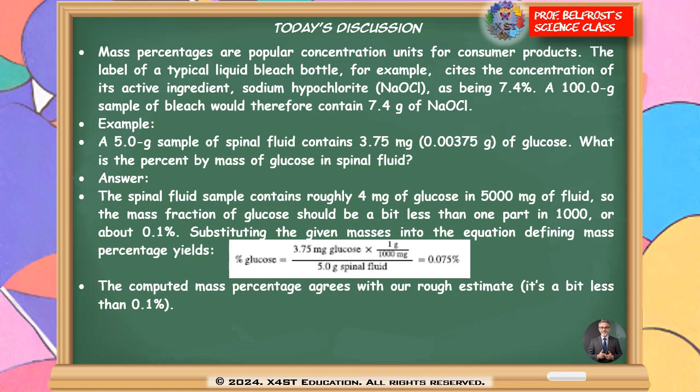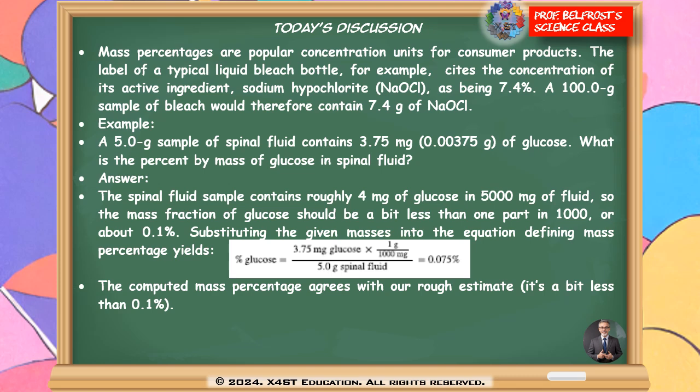For example, you may encounter this on a typical liquid bleach bottle, which lists sodium hypochlorite as 7.4%. Then you can expect that a 100 gram sample of bleach would contain 7.4 grams of sodium hypochlorite. Here's a practical example for you.